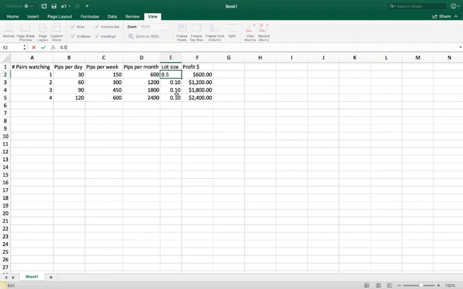Let's say you're taking half lot trades. If you could up your lot size to half lot trades, and you just watch one pair a day, and you're getting 30 pips a day on that one pair, every day for that week you get 150 pips, 600 pips for the month.